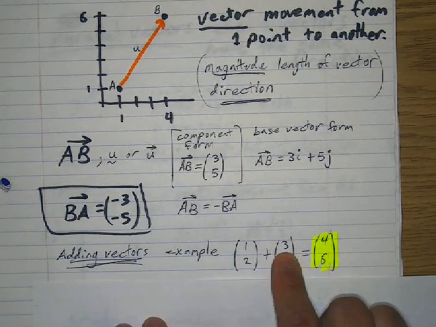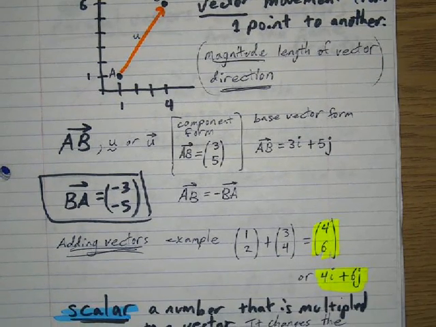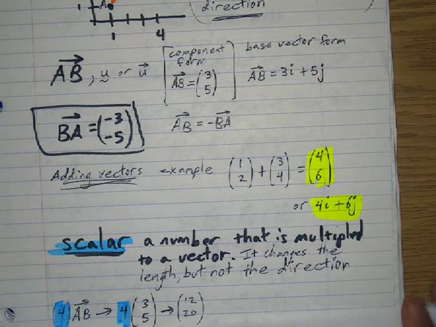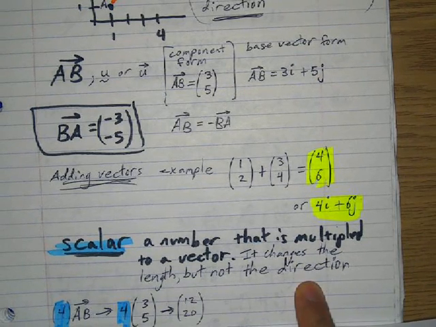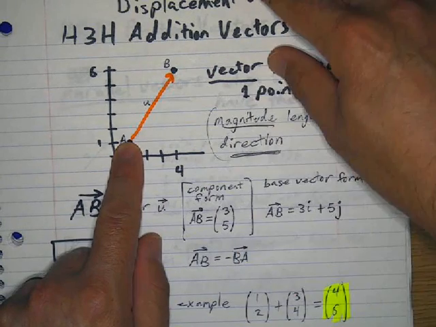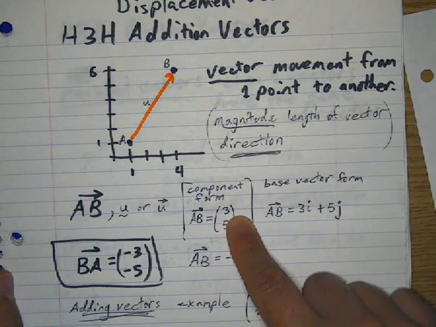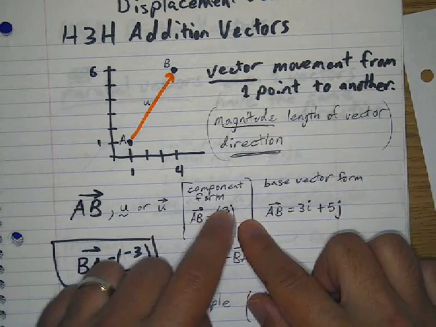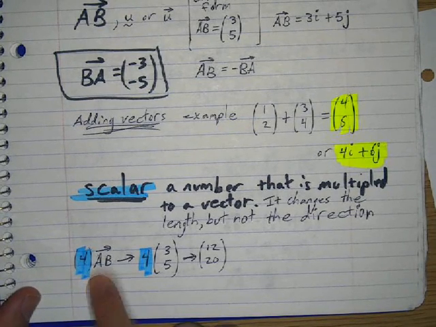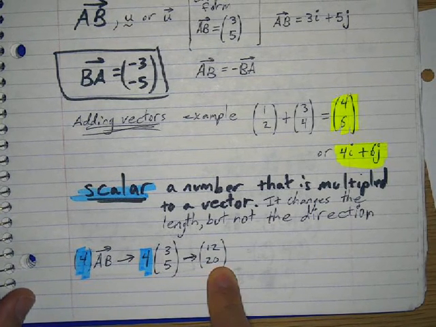You add the x values together, you add the y values together. Okay. Another thing is a scalar is a number that you multiply by a vector. A scalar changes the length of the vector, but not the direction. So if I wanted this orange vector, 3, 5, to be 3 times as long, I would multiply the x value and the y value times 3. In this example, if I wanted AB 4 times longer, I'd multiply 4 times the 3 and 4 times the 5, and that is my new vector multiplied by a scalar of 4.